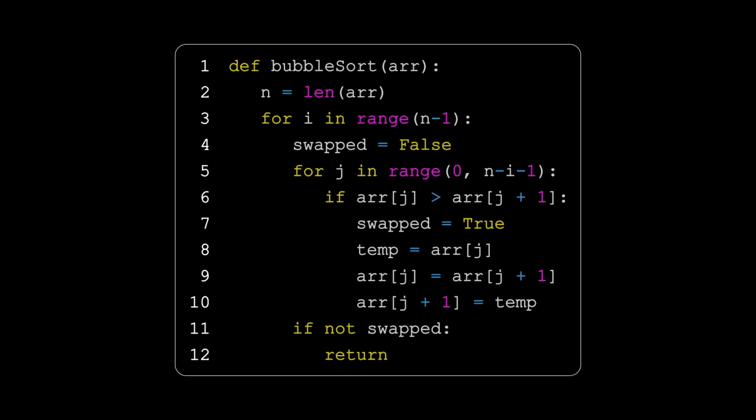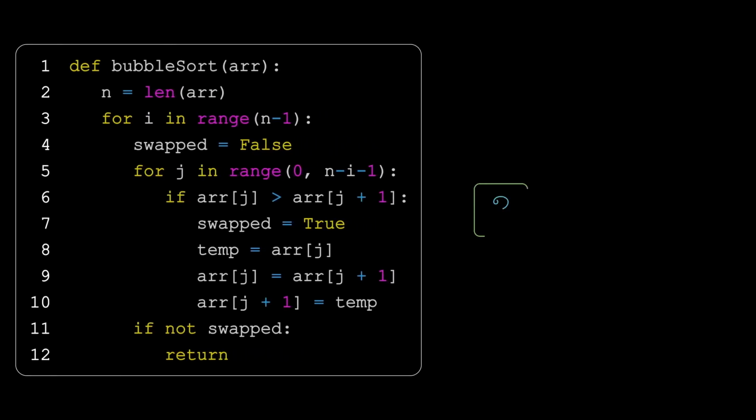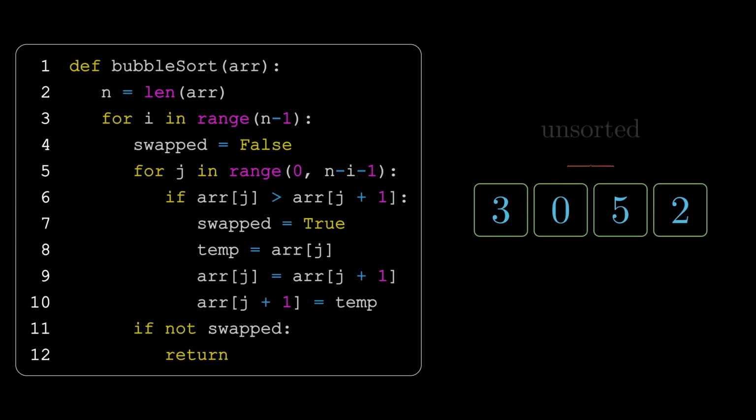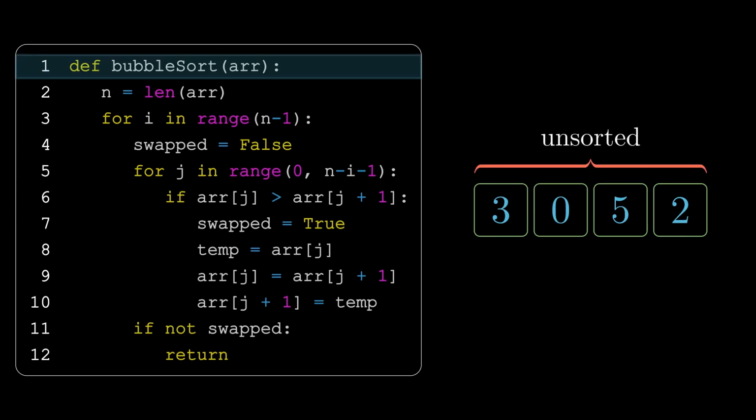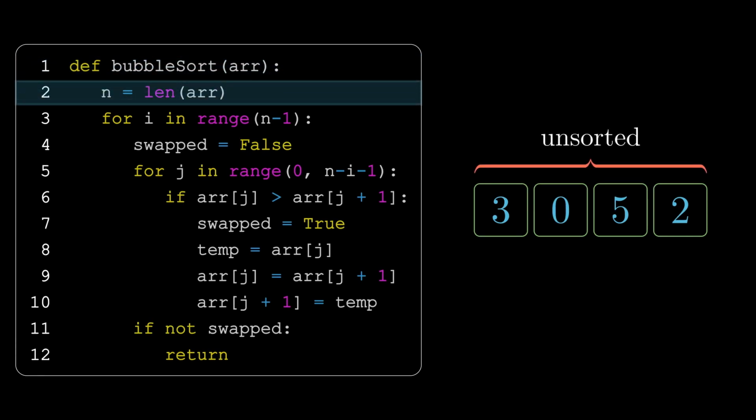Here is the code of bubble sort implemented in Python. Let's go through the code line by line. In the second line, the length of the array is stored in a variable named n.